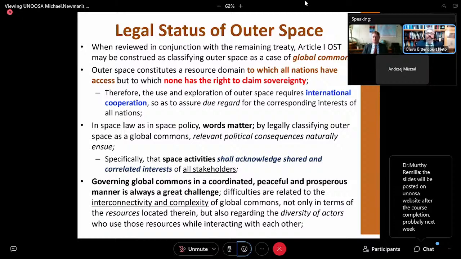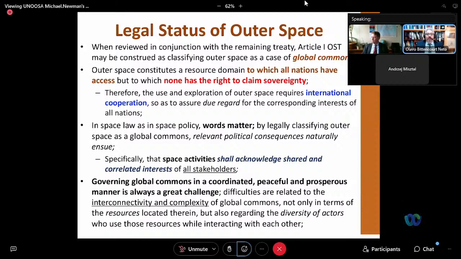Difficulties are related to the interconnectivity and complexity of global commons, not only in terms of resources located therein, but also regarding the diversity of actors who use those resources while interacting with each other. It's no surprise, therefore, that some have voiced really strong concerns about considering outer space as a case of global commons, and those opinions should not be taken for granted.